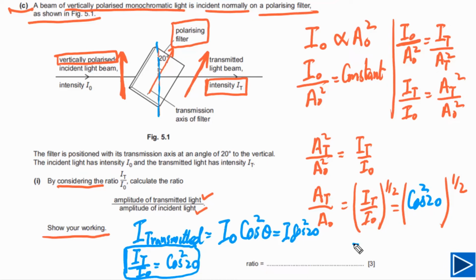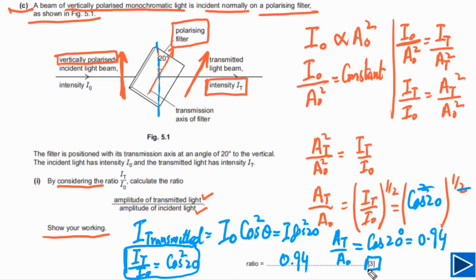Now if we simplify this one, we can cancel this power with this, means we can cancel this 2 with this 2. So simply we are left with AT over A naught, and this is equal to cosine of 20 degrees. And simply now we can use a calculator and find out the value of cosine 20 degrees. Cosine of 20 degrees is equal to 0.94 up to 2 SF, and this is our final answer.